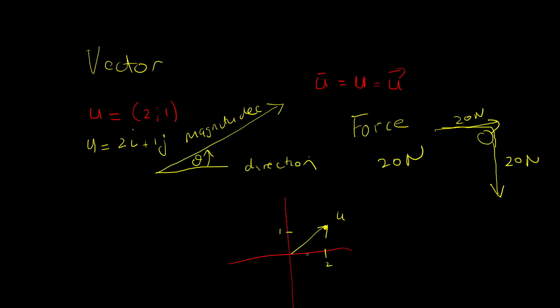In our case, we're going to calculate the direction from the x-axis. Just like in any other coordinate system in trigonometry, we always start from the positive x-axis and move around anti-clockwise to calculate the angle.